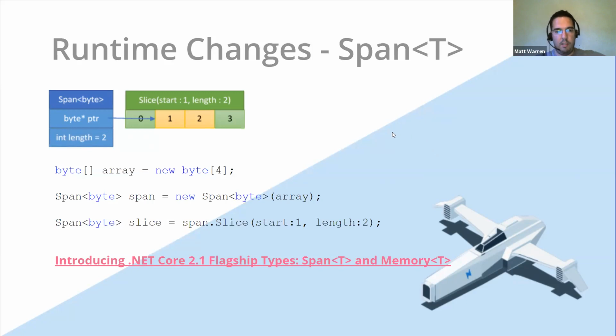So Span of T is a fairly fundamental change in the runtime, and it's all really focused on performance, and that performance is coming through not having to copy memory, which has an advantageous effect on the garbage collector. So that's how this ends up as performance improvements.